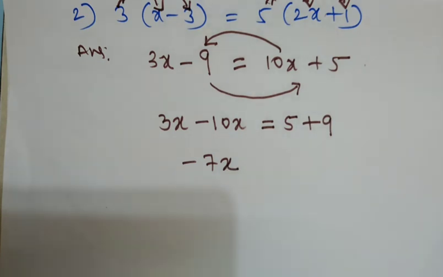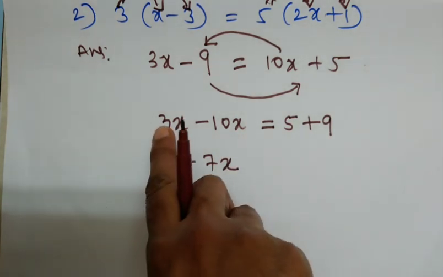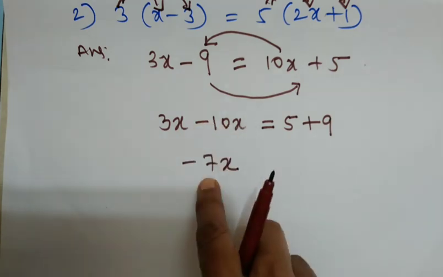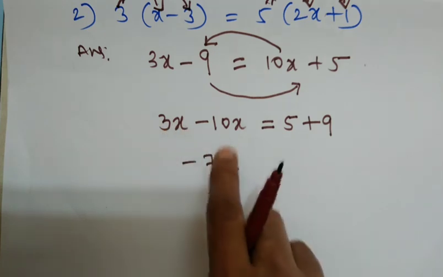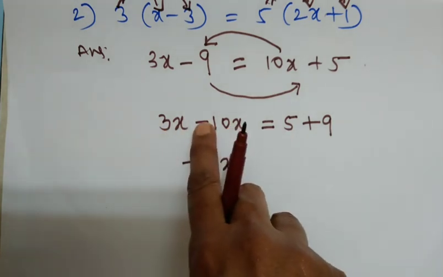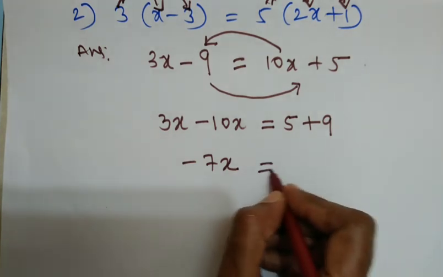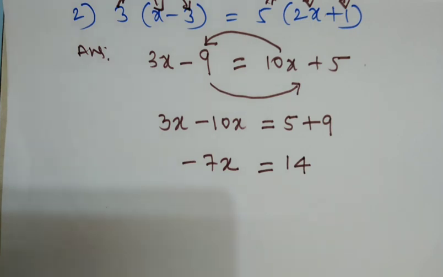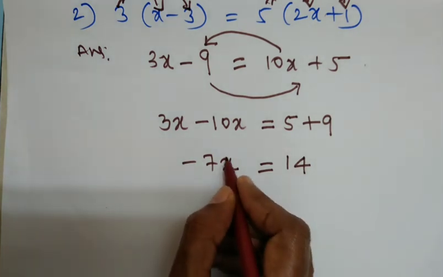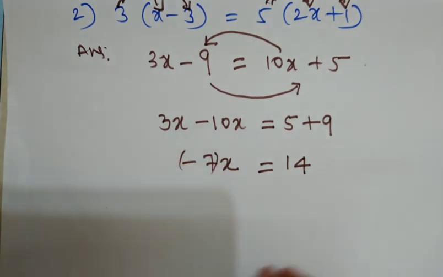Now 3x minus 10x is equal to what? Minus 7x. You have learned how to add integers. If one is positive and one is negative, you subtract, but you write the bigger number's sign. 10 minus 3 is 7. The bigger number is 10, so its sign is negative. So minus 7x is equal to 5 plus 9, which is 14. Now what is the coefficient of x here? It is minus 7.